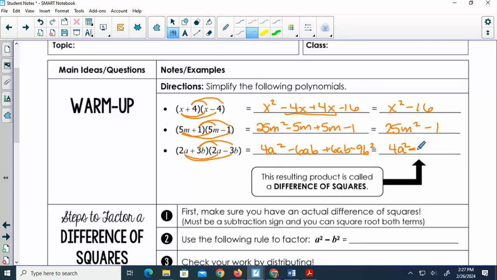Okay, so what did you guys notice on every one of these? Okay, our final answer had a subtraction. How many terms did we end up with in our final answer? Only 2, because what happened when they canceled out every time. Look at the original parentheses. X plus 4, x minus 4. 5m plus 1, 5m minus 1. 2a plus 3b, 2a minus 3b. What was the difference in those parentheses? Yeah, it was the exact same terms except one was adding and one was subtracting. And when we did that, the final answer lost those middle terms.